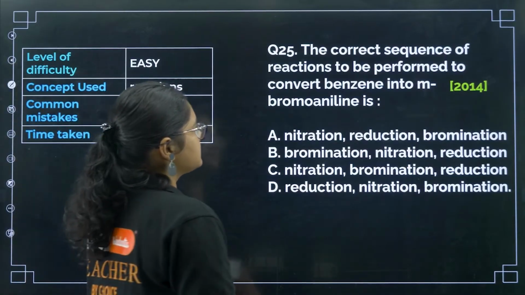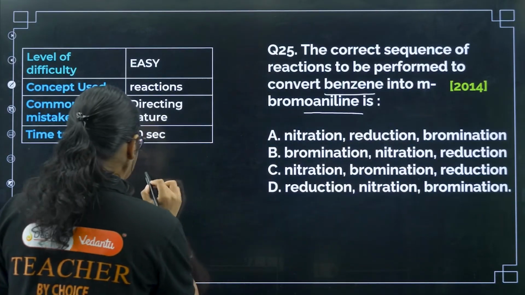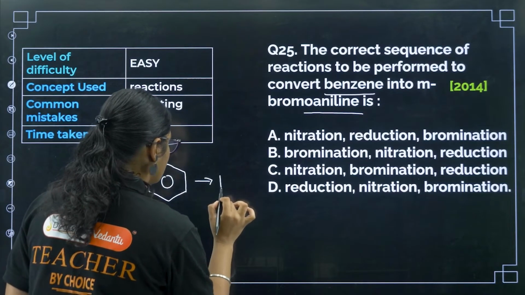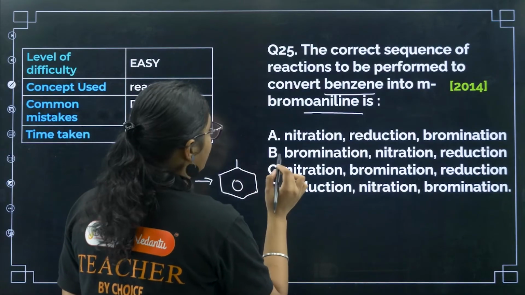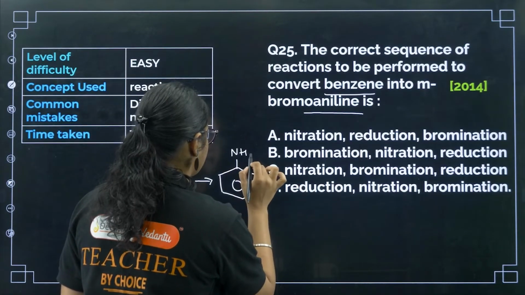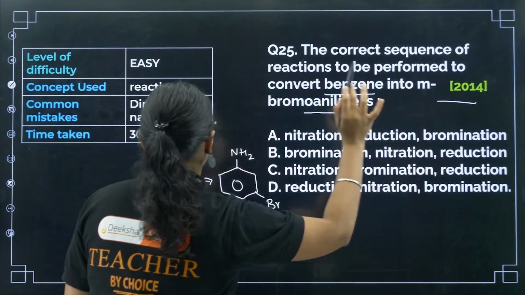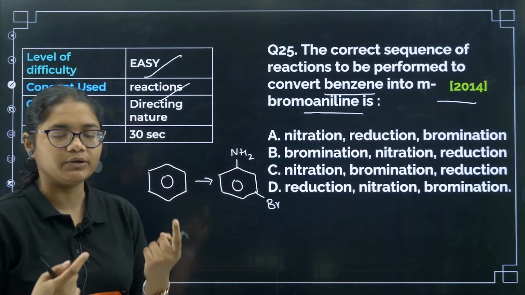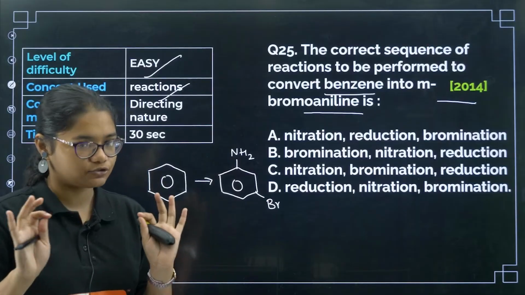Next, the correct sequence of reactions to be performed to convert benzene to meta-bromoaniline. Okay, this question was asked in 2014. It is a very easy question, but you should know the directing nature, which is ortho-directing, para-directing and meta-directing. That sense should be there.